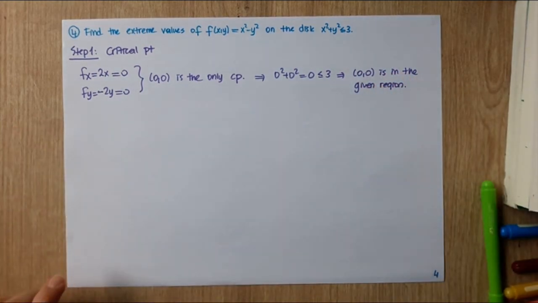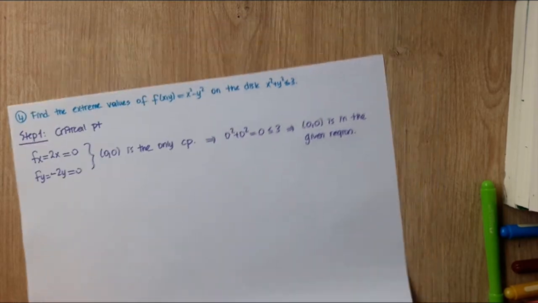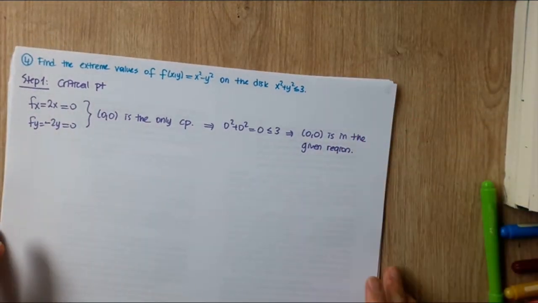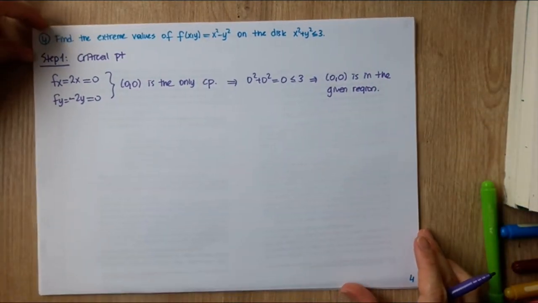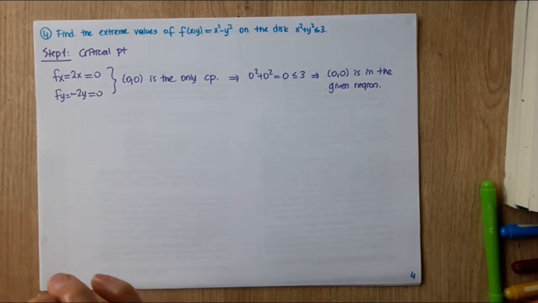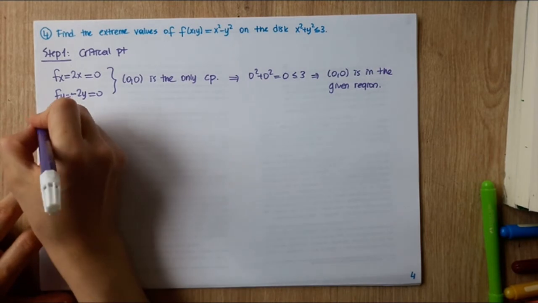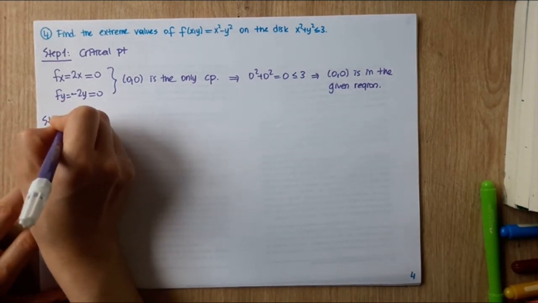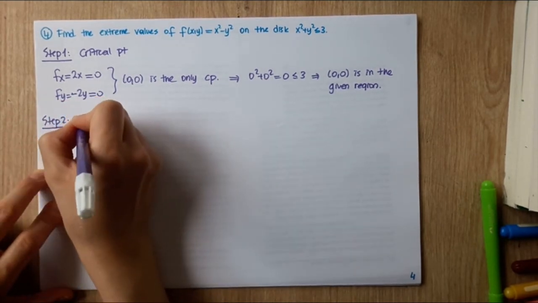Okay. So because it is in the given region, we should consider this at the final step when we make the table. Okay. So step 2, boundary.